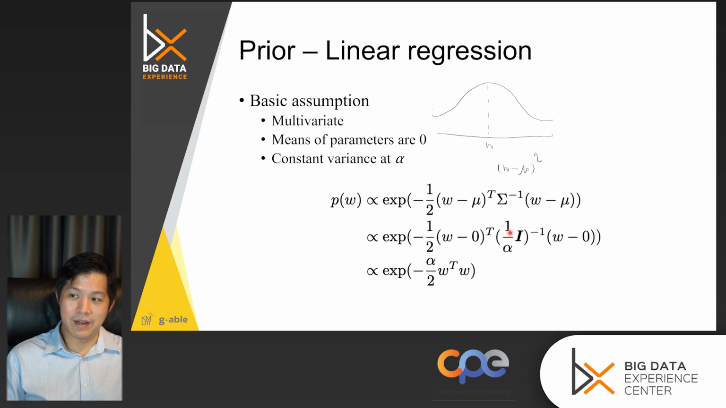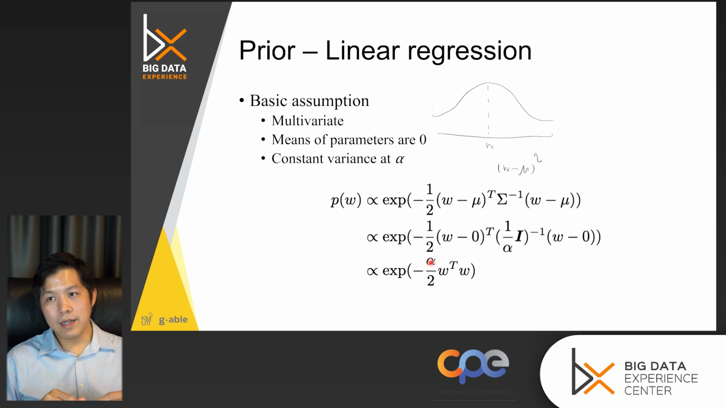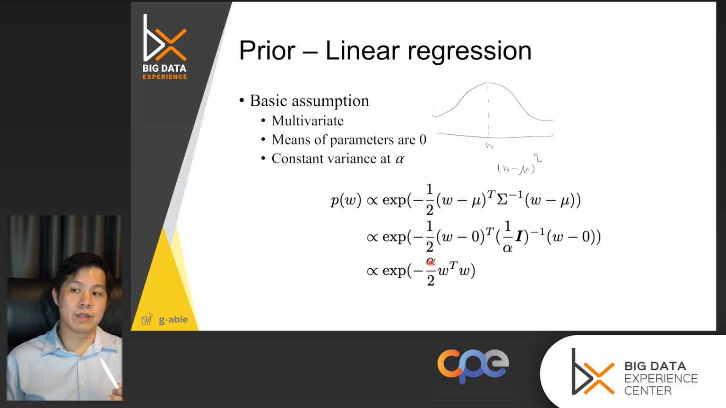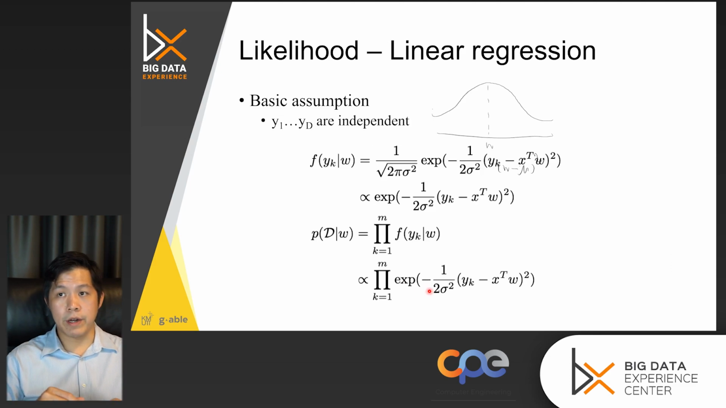Exponential, right? Here, inverse, that makes alpha coming up. This alpha is the variance of the parameters. That means once you impose a high value of alpha, then you can see that this is exponential of the weight.